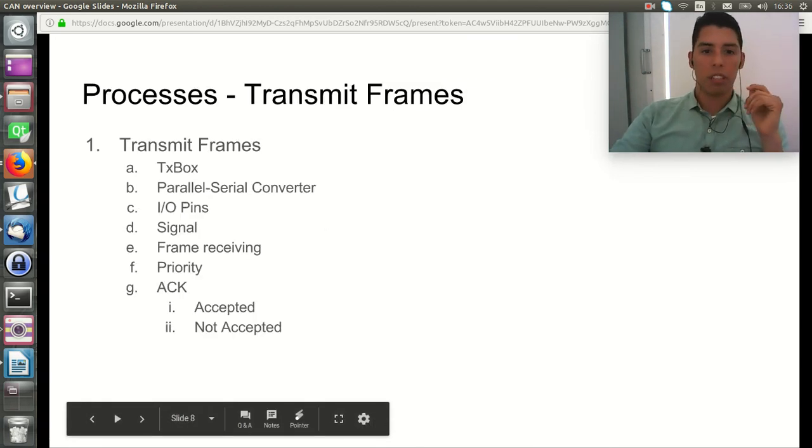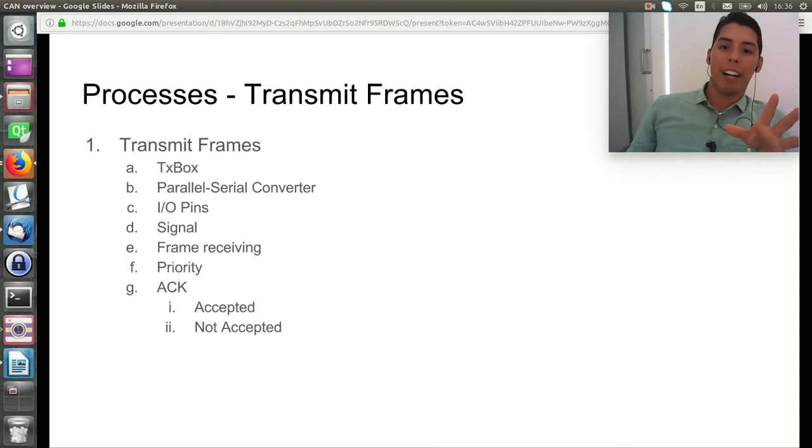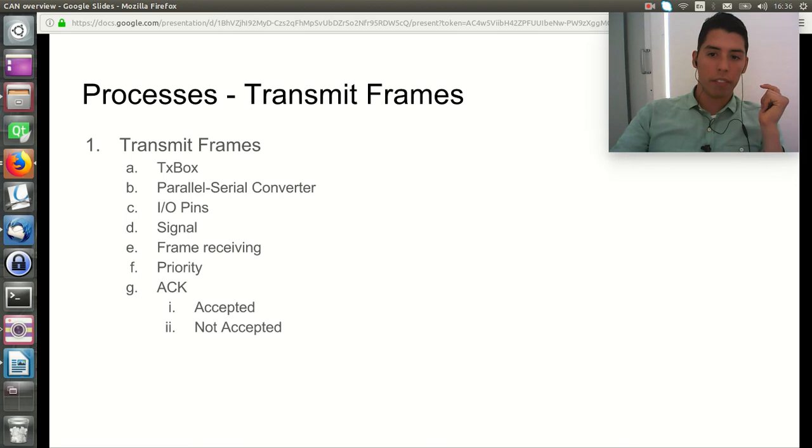Processes: transmitting. I'll give you an example of how a CAN frame is sent to the network from a controller. First, the controller builds a frame in one of its TX mailboxes. Second, the message is passed to the parallel-to-serial converter. This is required because some processors are parallel and CAN is a serial bus. Then the frame passes to the I/O pins and waits for a trigger. Then the signal is triggered, and any node that is idle will receive frames from the network.